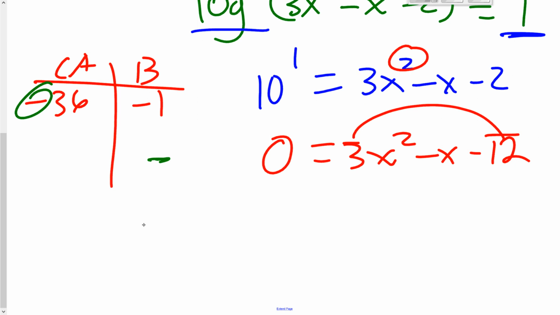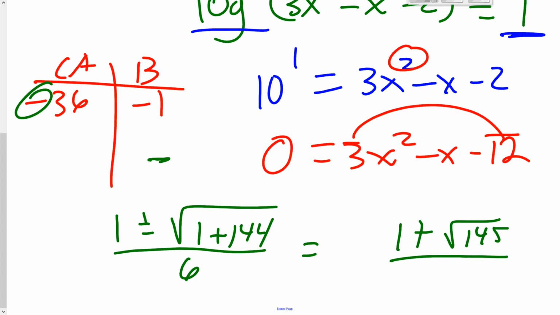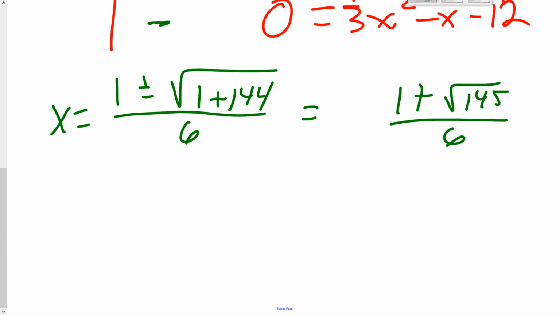So that is our negative b plus or minus the square root of b squared minus 4ac. So negative 4 times 3 is a negative 12. Negative 12 times a negative 12, right? Our c is negative 12, so that's a positive 144. All over 2 times a, so over 6. So our x is equal to 1 plus square root of 145 all over 6. So there is our x so far. And we can kind of simplify this.